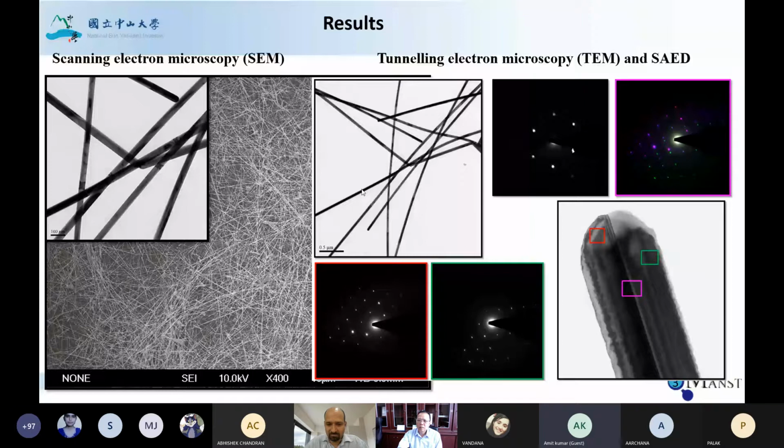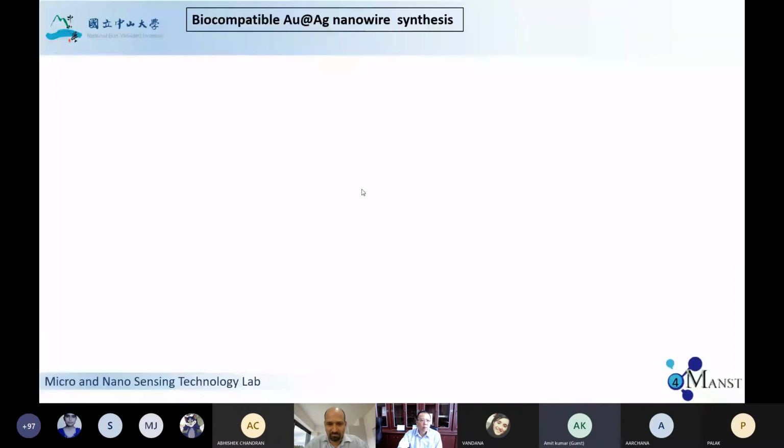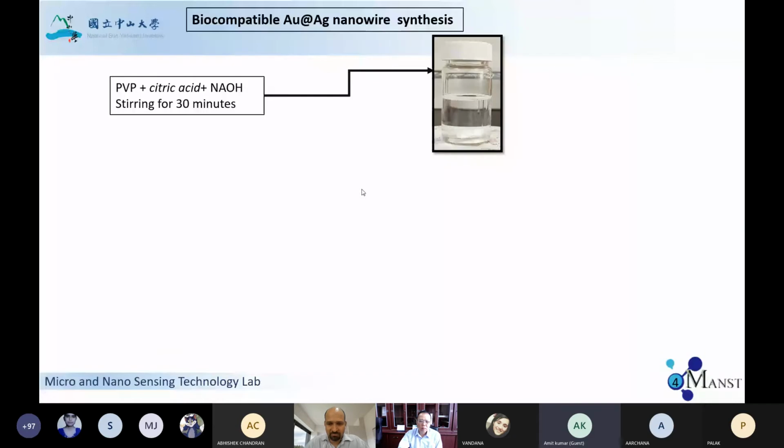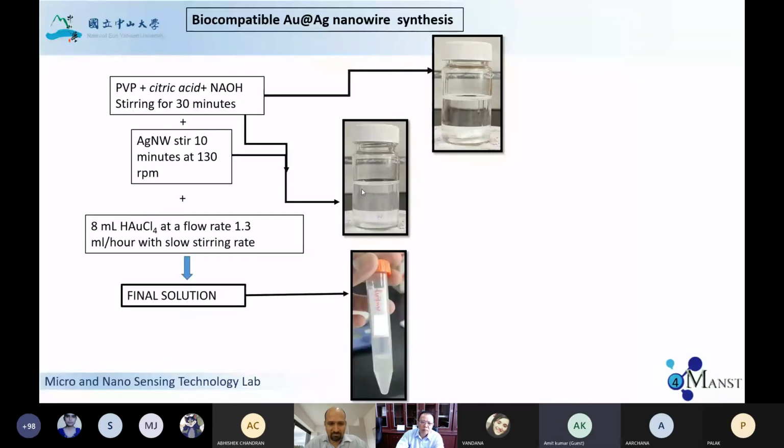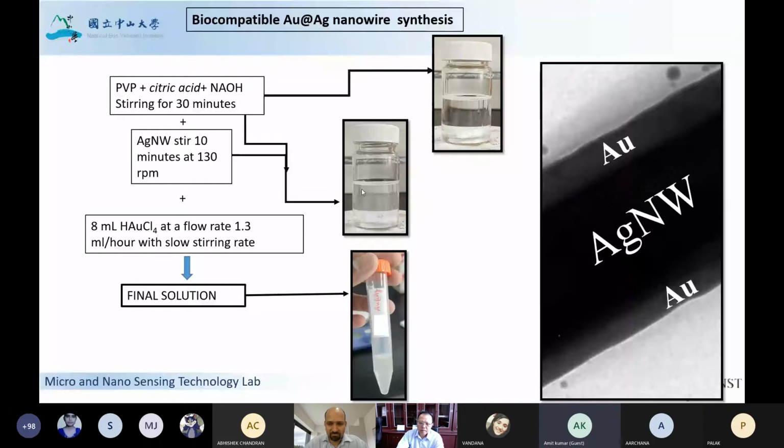After this, as we all know, silver is more prone to oxidation, so we start to make it biocompatible by covering the silver nanowire with gold. In the starting step, I mixed PVP, citric acid, and NaOH to make a composite, and then I add silver nanowire. After that, I add the gold precursor to cover the silver nanowire with gold. And you can see from this picture, the silver nanowire is completely covered with the gold layer, and the gold layer is very thin, less than 20 nanometers.